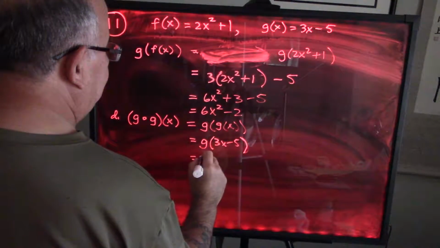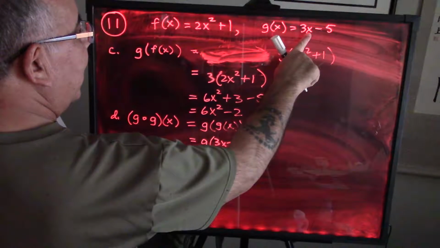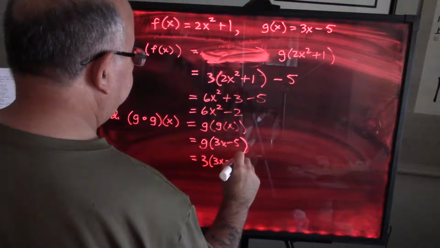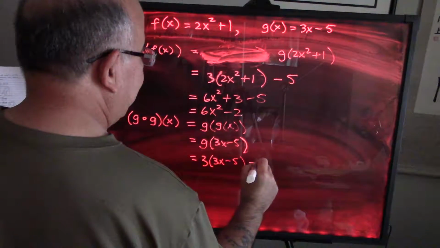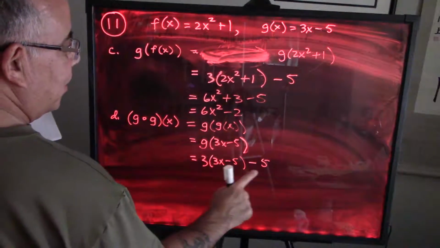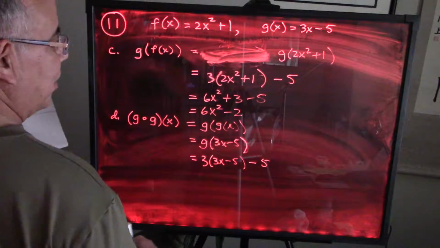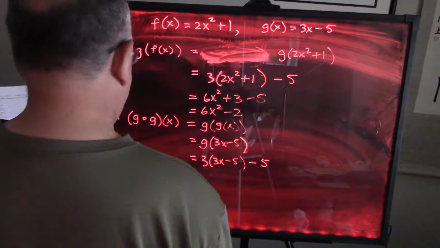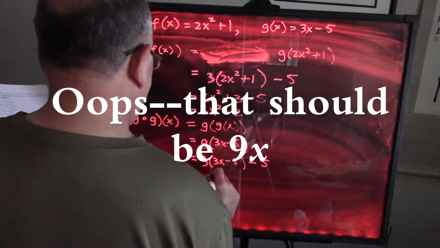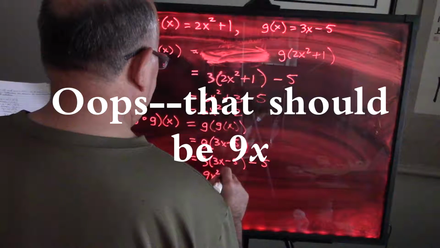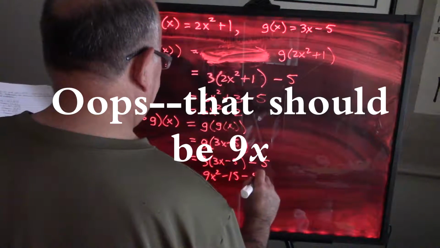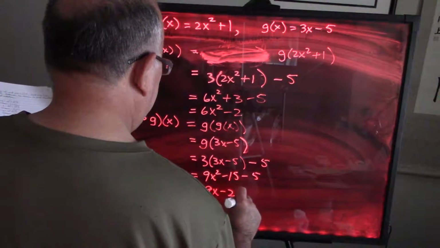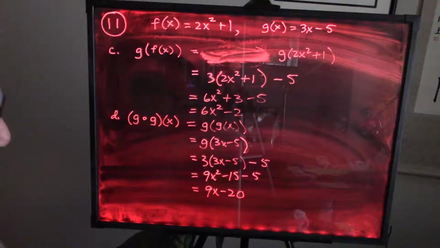So this is equal to 3, and then you put 3x minus 5 right where the x is. And then don't forget to write minus 5 at the end. So 3x minus 5, and the x here is 3x minus 5. So that equals, distribute the 3 through, 9x squared minus 15 minus 5. So that's finally 9x minus 20. Alright, so there's g composed with g.